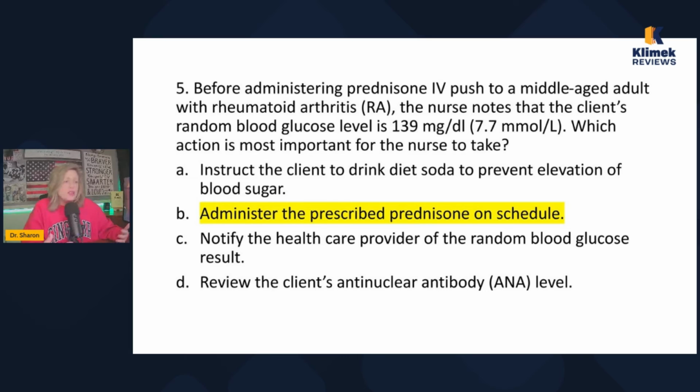So not only do you have to say which one is most important, but is this blood sugar of 139 serious enough that I have to call the healthcare provider? And it's not high enough that I have to call the healthcare provider. If their blood sugar was 600, y'all, I would have to call the healthcare provider about that. I'd have to, but not for a blood sugar of 139. And because this is the drug that's treating the rheumatoid arthritis, I have to give it, considering that the side effect is not that bad.